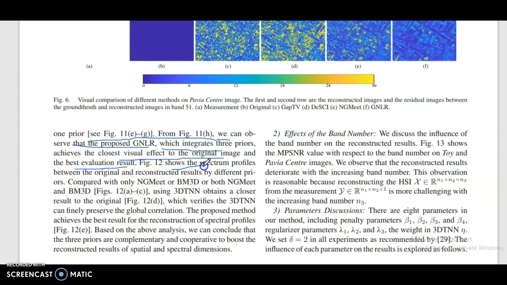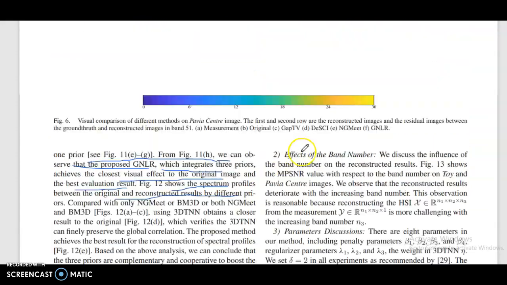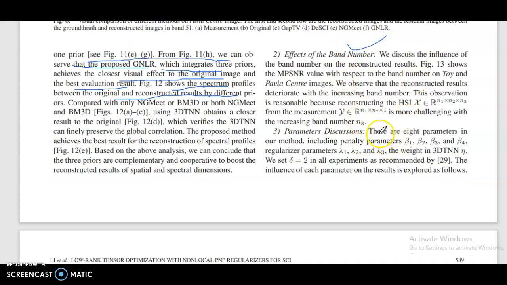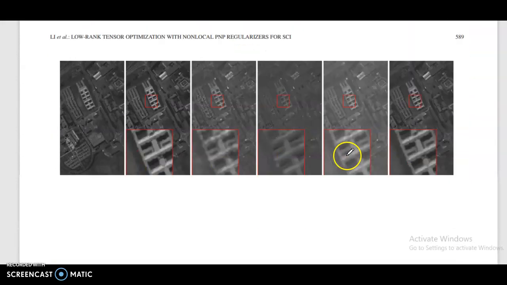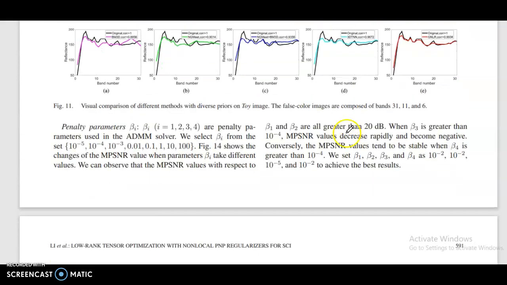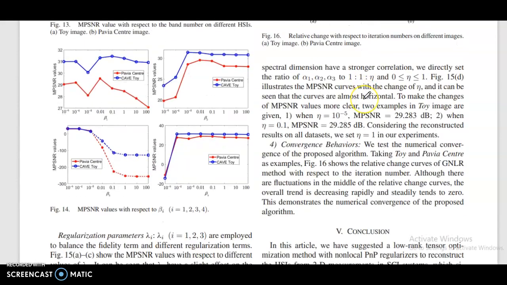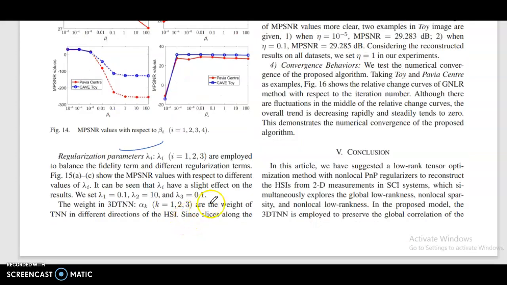Figure 12 shows the spectrum profiles between the original and the reconstructed results by different priors. Then the effects of band number and parameter discussion, where we have discussed the penalty parameters and the regularization parameters, lambda, which we have seen already.